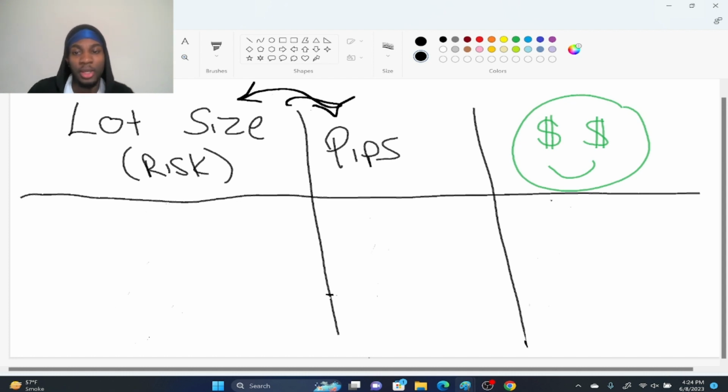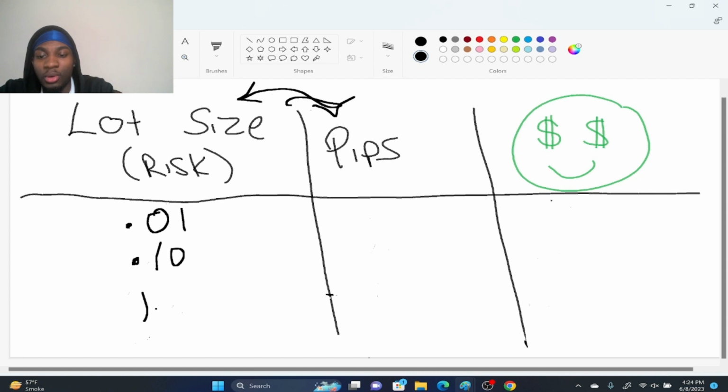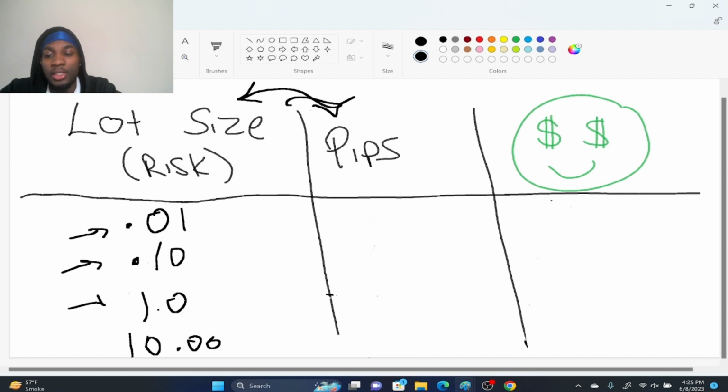Okay, so look, we're gonna start off with the simple numbers: 0.01, 0.10, 1.0, and then I'm gonna do a 10 lot. You don't really need to know the terms behind these, but in case you wanted to know, we've got a micro lot, mini lot, and a standard lot. This would just be 10 standard lots.